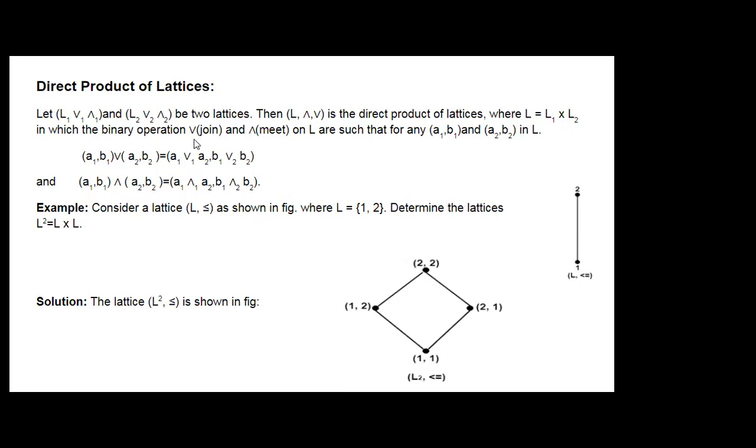In which the binary operations are join and meet. These two operations can be considered: OR can be considered as the join operation, and if AND is there, it can be considered as the meet operation. On L, they are such that for any (A1, B1) and (A2, B2) in L. The lattice elements are A1, A2, B1, B2, and the pairs are given like (A1, B1) and (A2, B2).